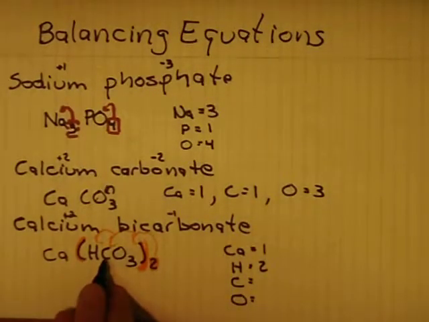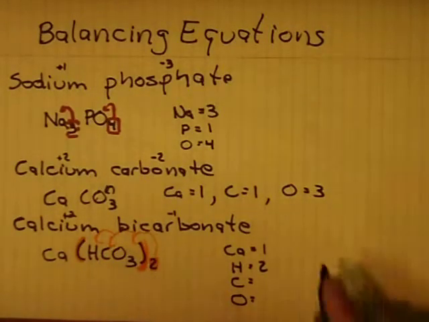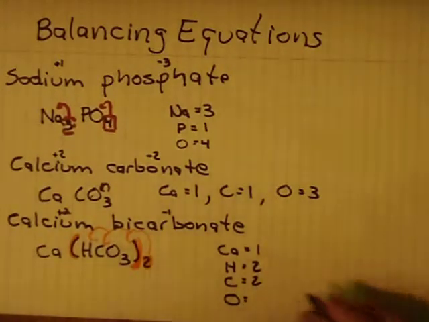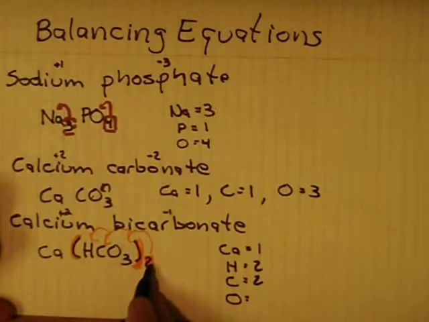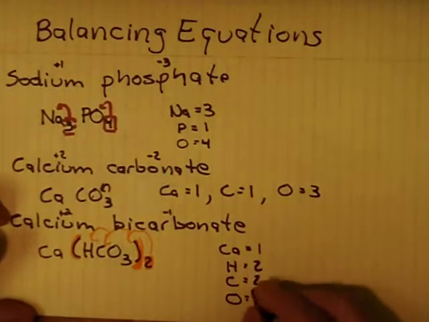Same thing for this carbon. 2, because there's only one here, but it's inside the parentheses, and outside we have a 2. And finally, for oxygen, we've got 3 on the inside, but we've got 2 of those. So 2 times 3 gives us 6.